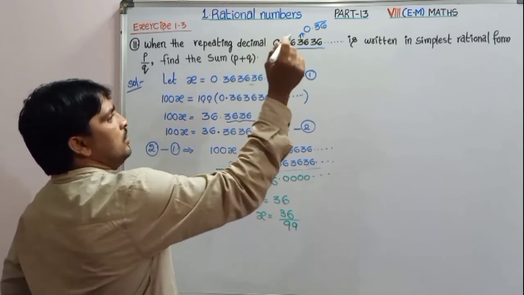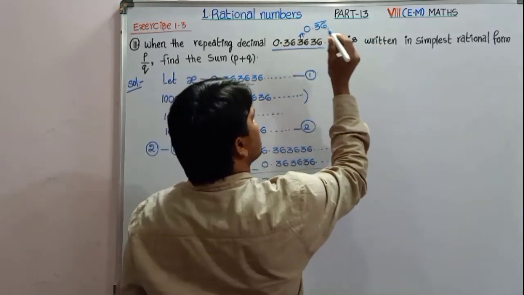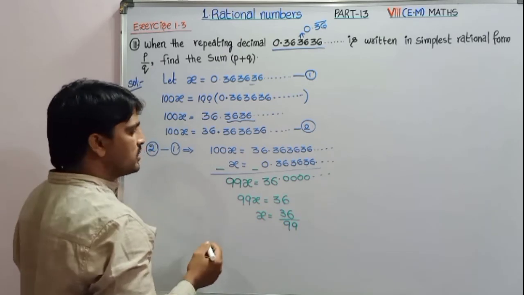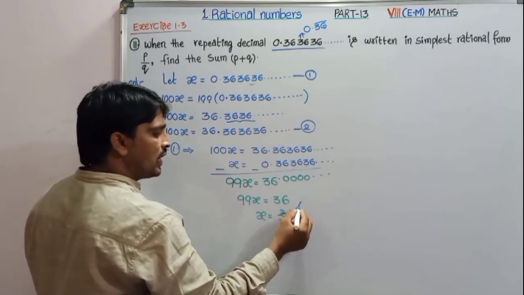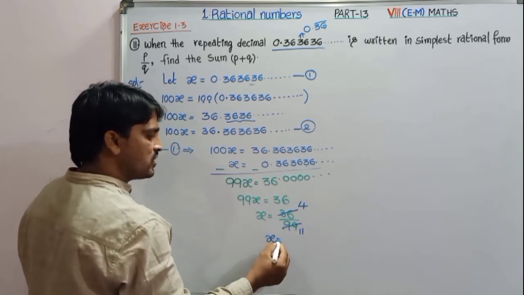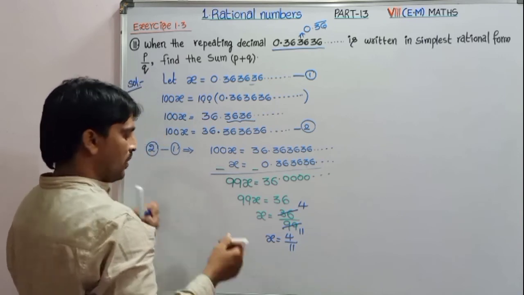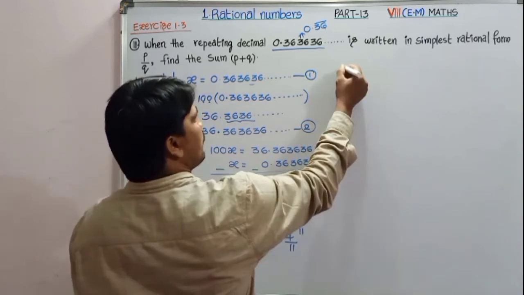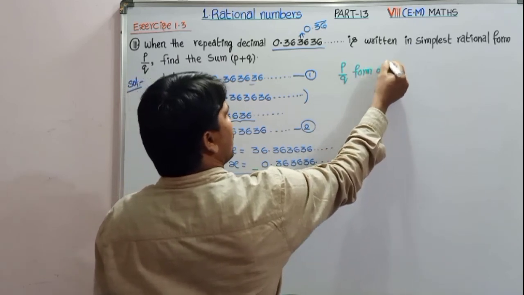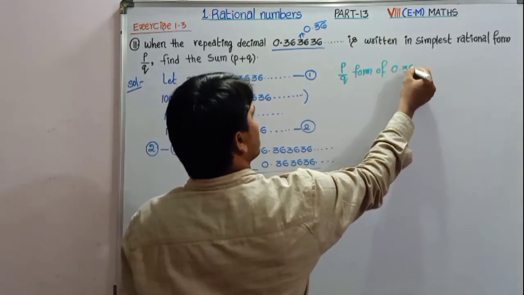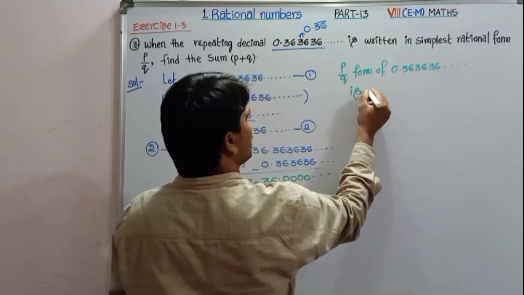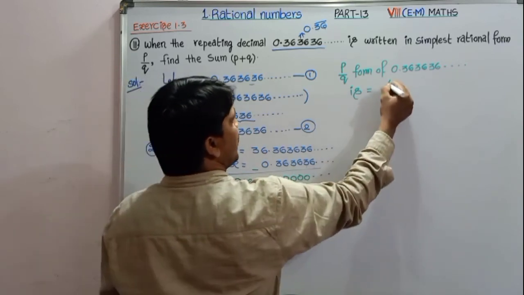Since we have to write the simplest form of 0.363636, but 36 by 99 is not in simplest form. So in the 9 table, 9 fours are 36, 9 elevens are 99. That is x equal 4 by 11. Yes, the P by Q form of the given number 0.363636 is equal to 4 by 11.